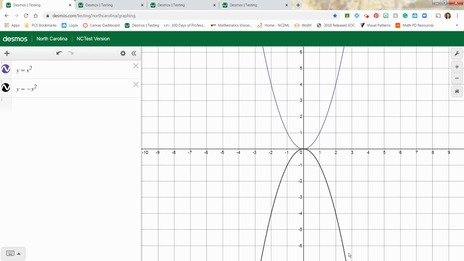So if we talk about what changed and how it affected the graph, the coefficient became negative. So a negative coefficient reflects the graph from wherever it was to being completely upside down and the opposite of before. So that was number 1. So it's a reflection.